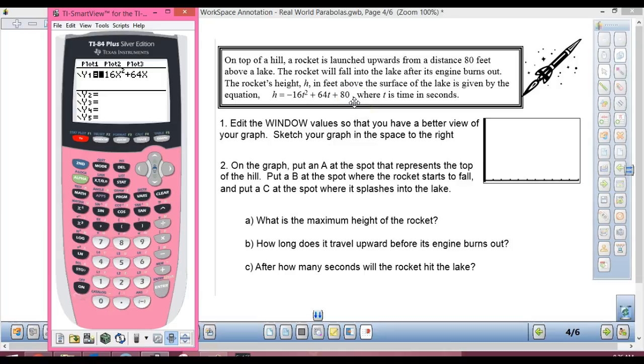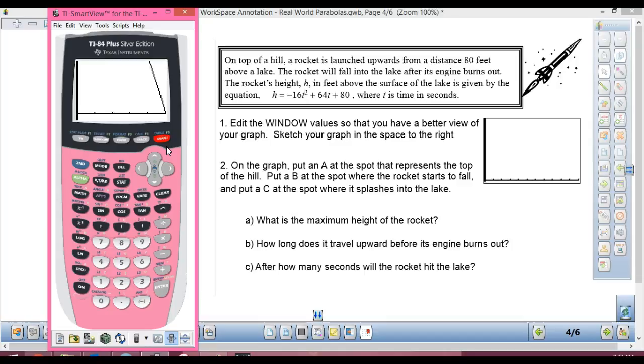So we gotta change our equation. Negative 16x squared plus 64x plus 80. Maybe if my calculator stops going crazy. There we go. Everybody's got it in their calculator? Yes, no, maybe? Okay, so hit graph. Doesn't quite look right, does it?